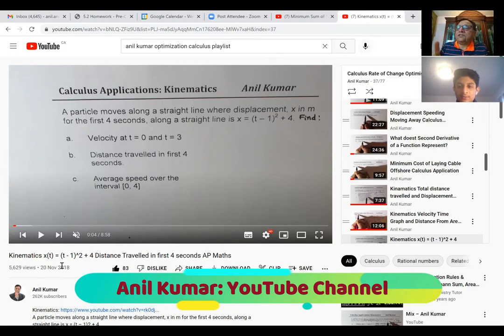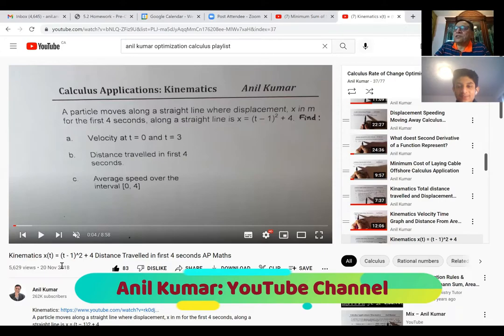So at each turning point, you should find the displacement. The difference of the displacement will tell you the distance traveled during that time. Add them up. You get the idea? Add all the differences. Then you get the total distance. But if you just substitute 4 here, then you get 4 minus 1, 3, 3 squared is 9, 9 plus 4 is 13, which is not the right answer.